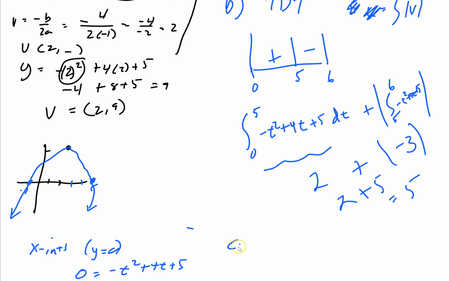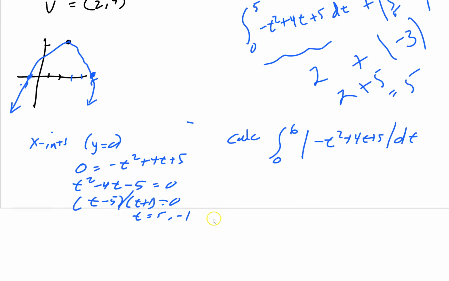If you're going to do it with the calculator, then all you do is plug that into your calculator. You can literally plug in 0 to 6, the absolute value of your integral. You plug that in your calculator. So that's how you do it.